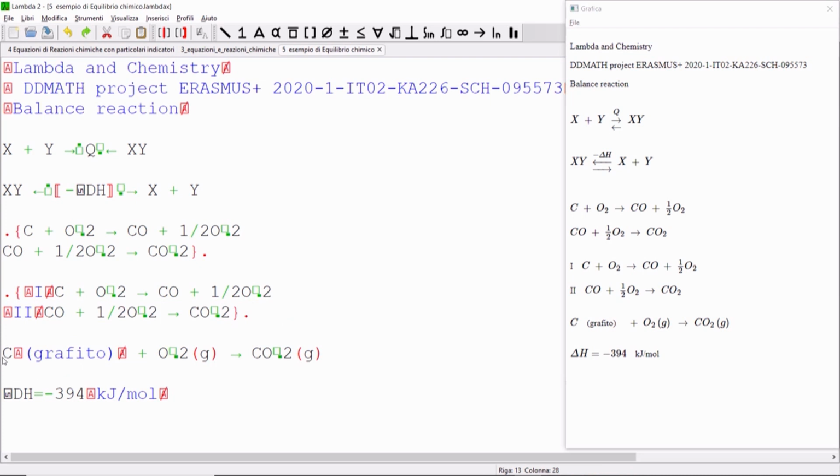Here are two examples. C, open text, graphite, close text, plus, O, subscript 2, parenthesis G, right arrow, C, O, subscript 2, open parenthesis, G, close parenthesis. Here is a second example. Delta capital, H, equals, minus, 394, open text, kJ per mol, close text.